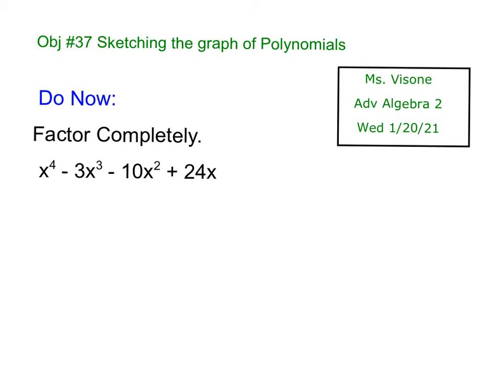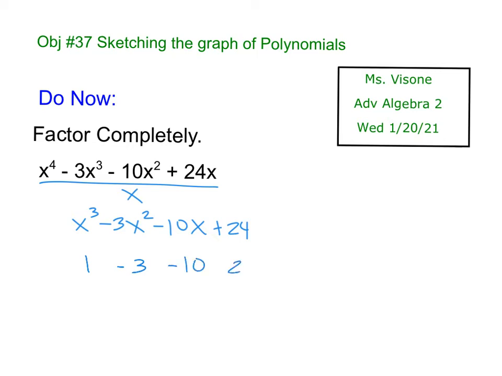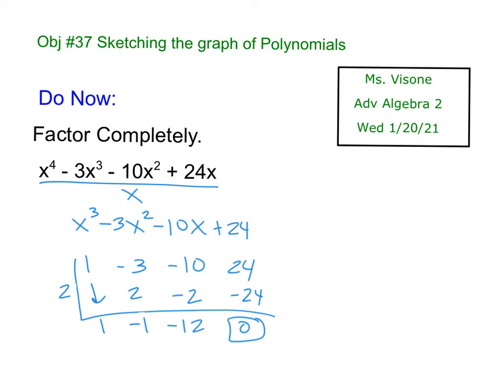So notice there's an x in every term here, so I'm going to divide out the x, and I'm left with x cubed minus 3x squared minus 10x plus 24. That is not factorable, so I'm going to use synthetic division. So we got 1, -3, -10, 24. All right, let's see what we get. All right, so I got 2 works.